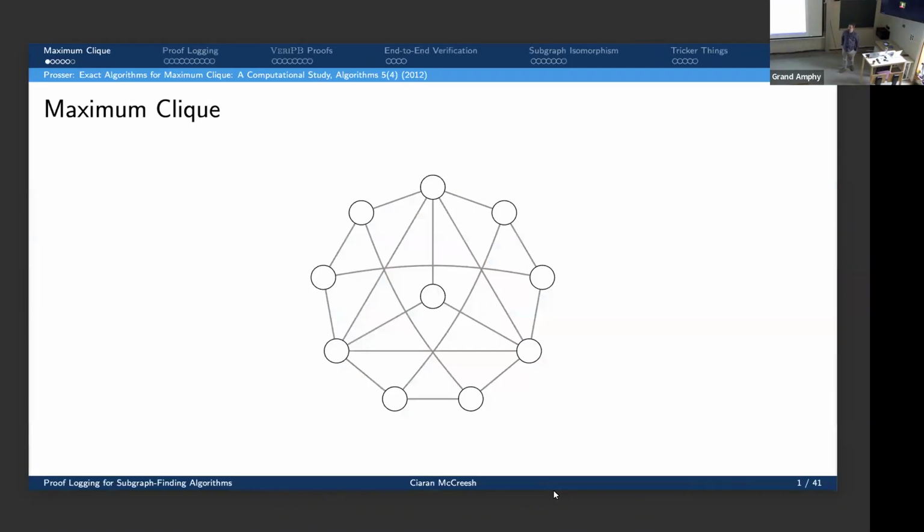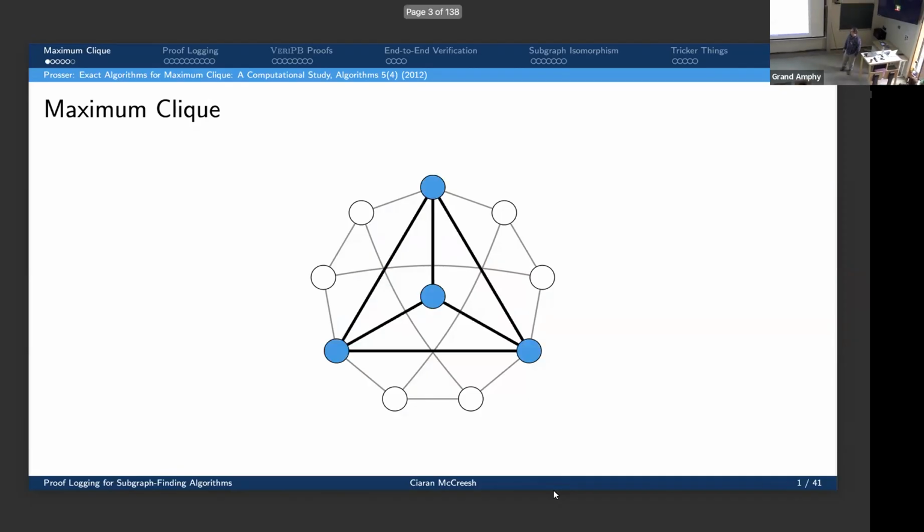Okay, maximum clique problem. So I'm going to give you a graph, and we're looking for a clique. So a clique is a set of vertices where everything in the set is adjacent to everything else in the set, and we want this to be as big as possible. So in this graph, I can show you a 4-vertex clique, and the interesting question is whether there's anything bigger.